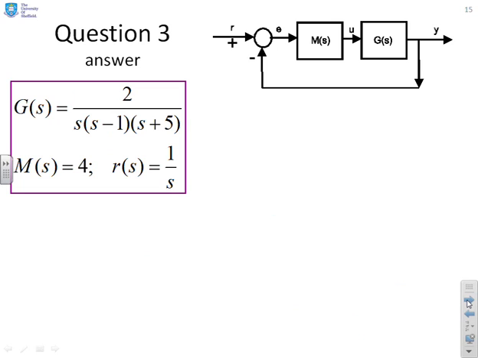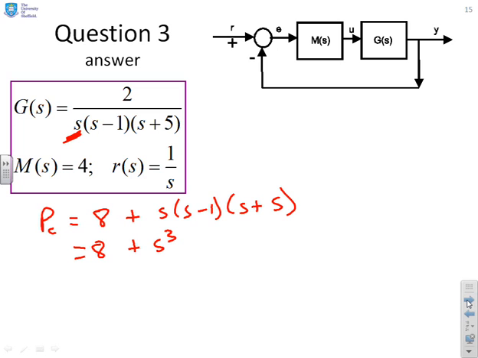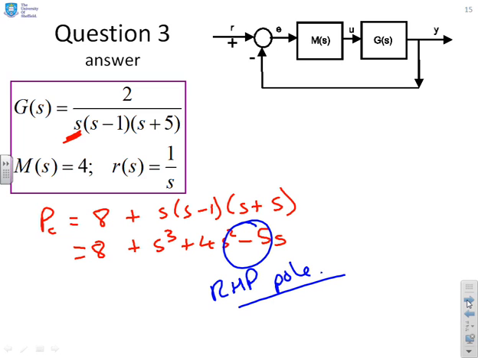Final part of question 3 then. So G is 2/(s(s-1)(s+5)), M(s) equals 4. Again you see there's an integrator, so all we need to do is check for stability. So the pole polynomial equals 8 + s(s-1)(s+5), which gives me 8 + s^3 + 4s^2 - 5s. And what do you notice? Big negative sign, so this has got a right half plane pole. This system is closed loop unstable, so I cannot deal with offset.